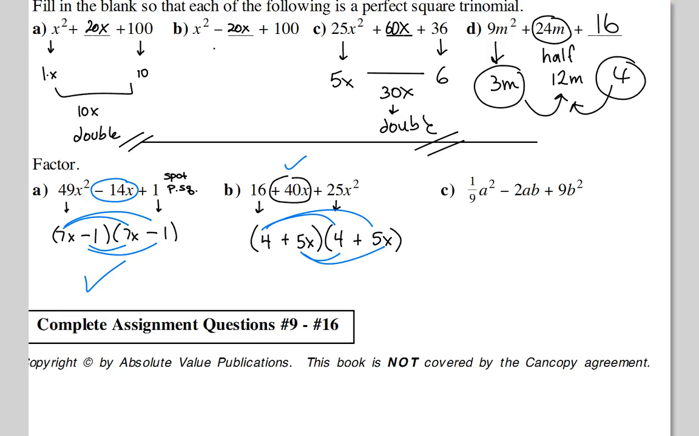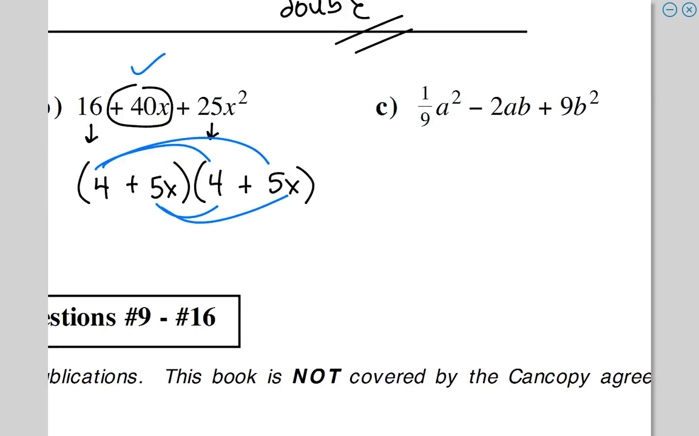Oh my gosh. This one looks crazy. Okay, what if it just said 9a squared? What would you do? You'd go to 3, but it's not 9. It's 1 over 9. So instead of 3, it's going to be 1 over 3. Okay. And then what about this one here? That's just 3, right? Okay, repeat it.